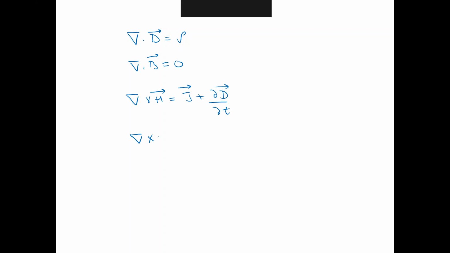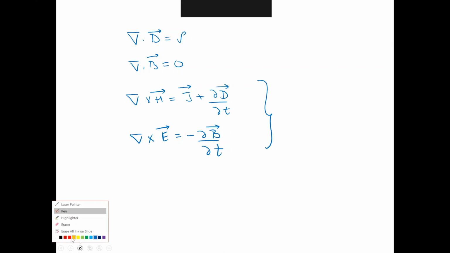So let's consider these equations again. I have del dot D is equal to rho. Del dot B is equal to 0. I have del cross H is J plus del D by del t. I have del cross E equal to minus del B by del t. And if you consider these equations here, there is something interesting which you can pick up very quickly.